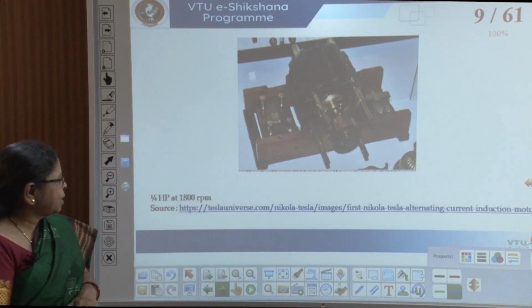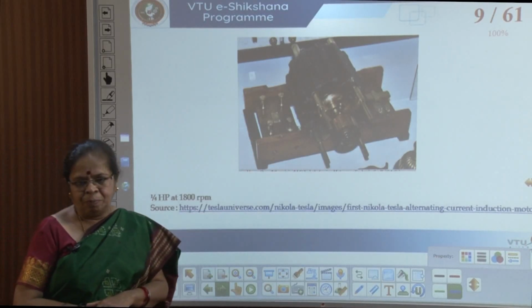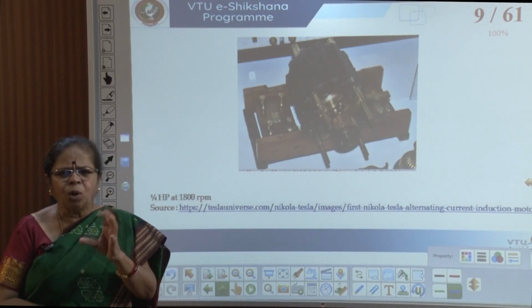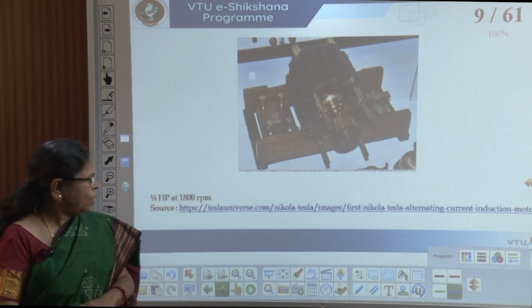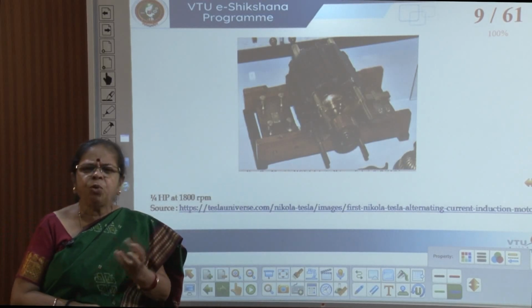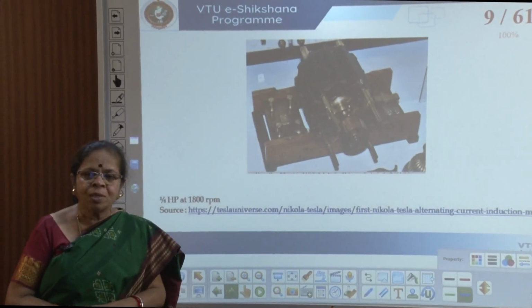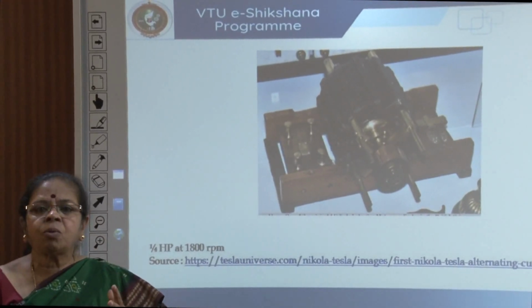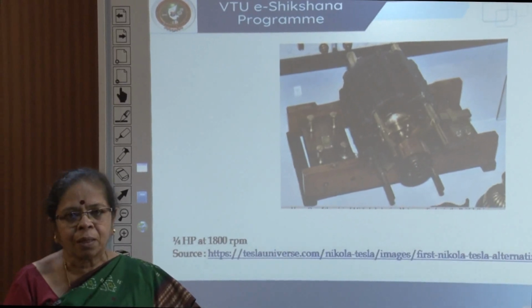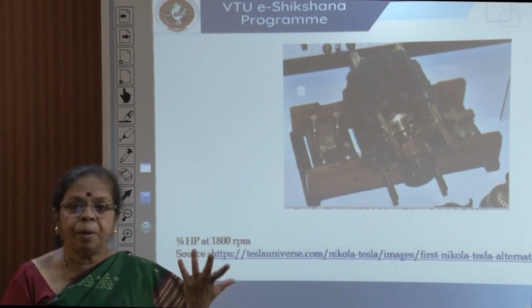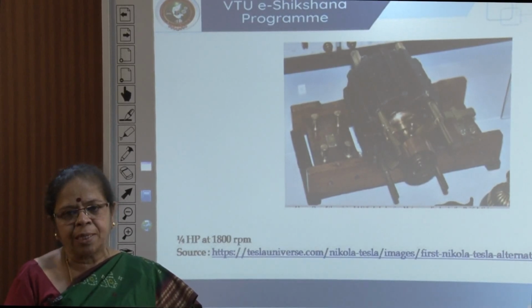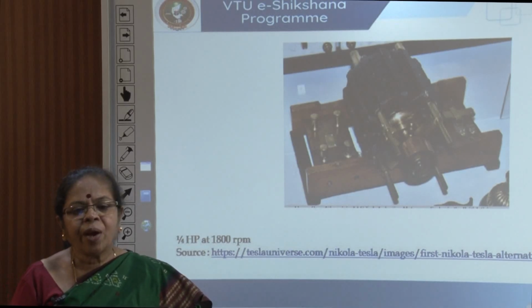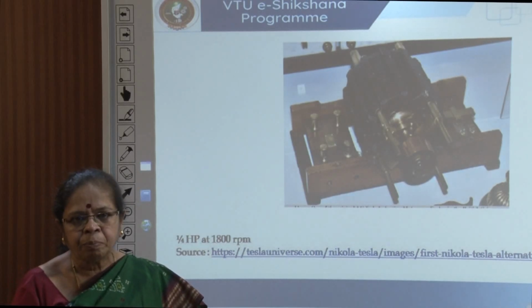So, this is the first motor designed, an induction motor, and a very small motor, hardly 1/4 HP, 0.25 HP. Today you have motors, I do not know if you can even imagine, around 7,000, 10,000 HP motors are available. Okay, you have 500 megawatt generators, huge machines. So, the first one was hardly 0.25 HP and ran at 1800 RPM.